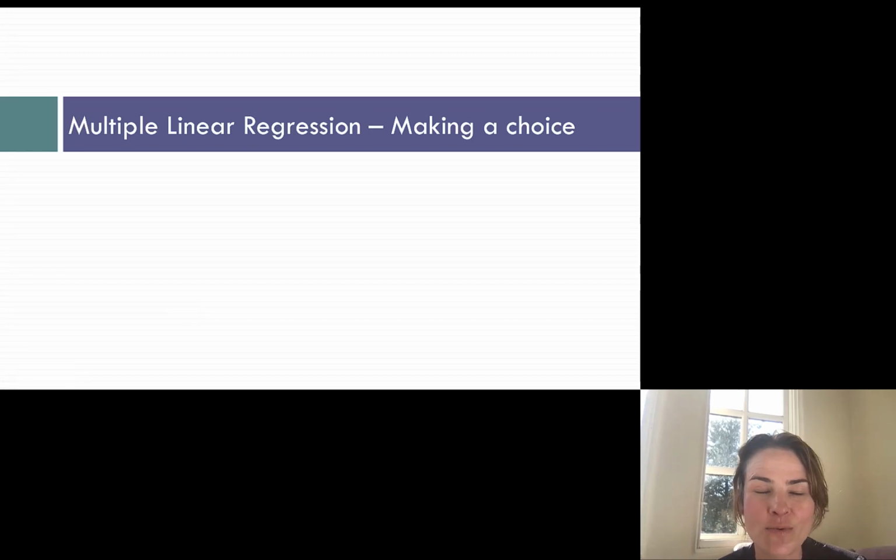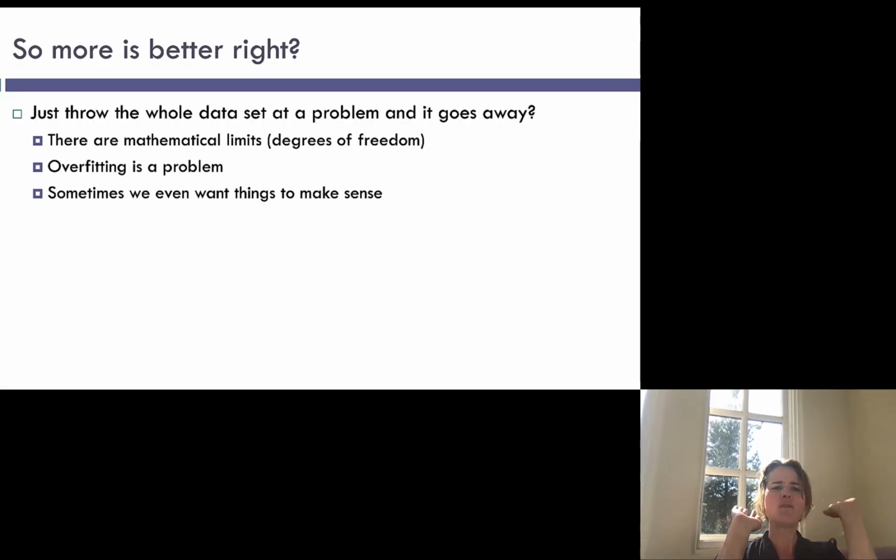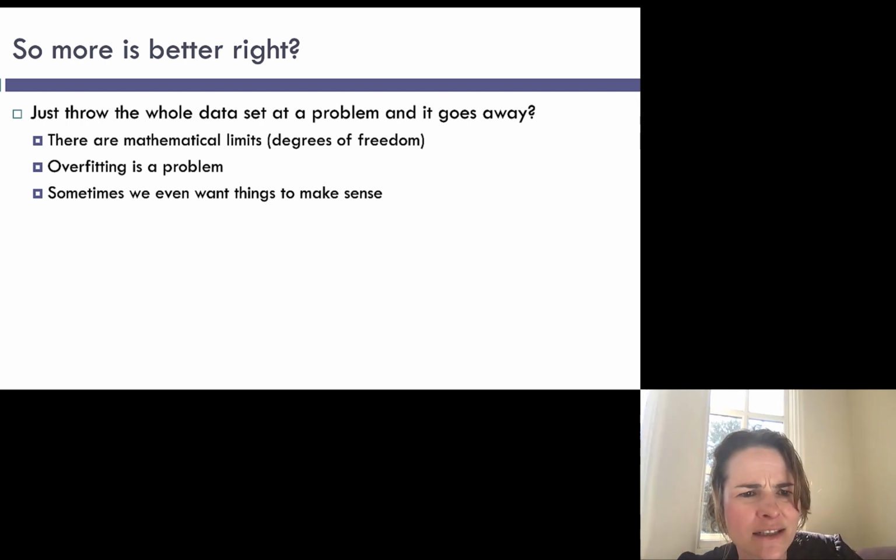All right, so we've talked about all of these amazing things you can do with multiple linear regression, and now we're going to talk about how we can make some choices about what we should actually be doing. So, more is better, right? Just throw the whole data set at a problem and it goes away. Unfortunately, that can't quite work.